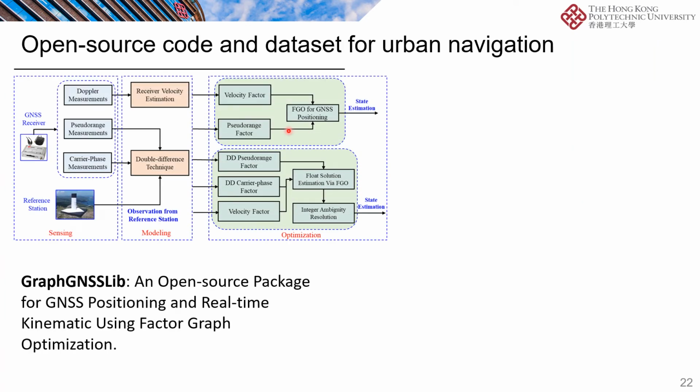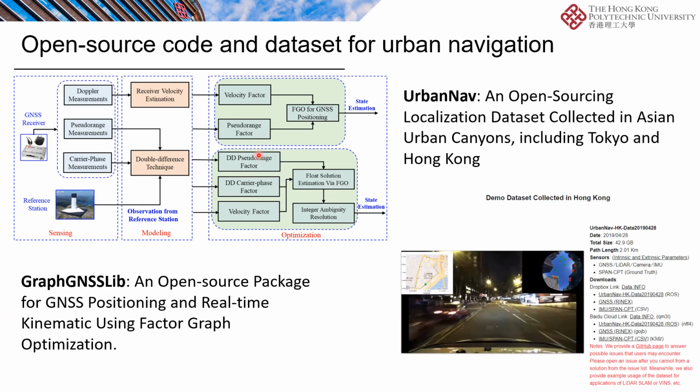Since we find the factor graph can outperform the EKF dramatically, we open source our code using factor graph optimization to process the GNSS measurements, and we also open source our dataset. The open source code is still under submission to GPS Solutions. The dataset is collected in the urban canyon of Hong Kong.